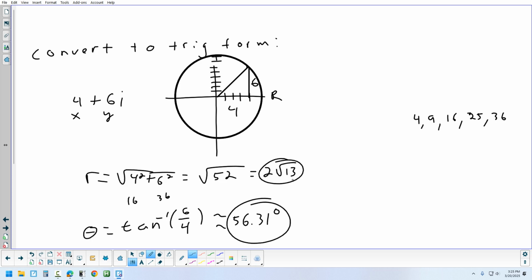Those are the two things I would ask for on the test. I would not ask for the angle as an exact answer because there is no easy way to figure that out. But the radius as an exact answer, yes, definitely.